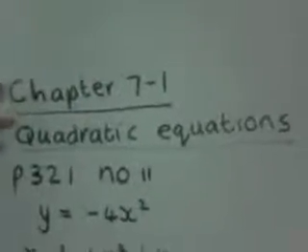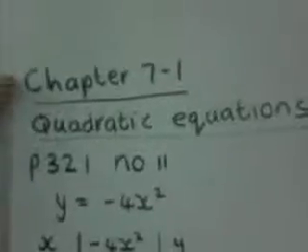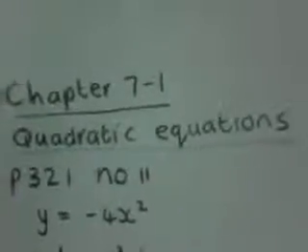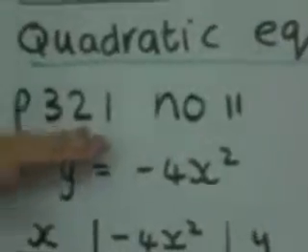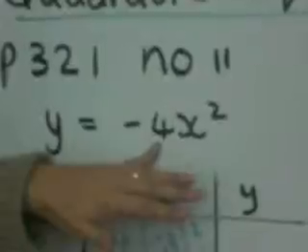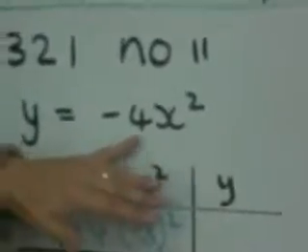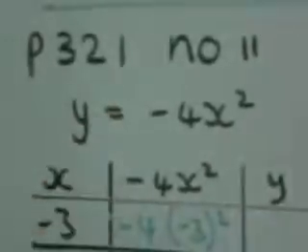Okay, so you are into your chapter for quadratic equations and hopefully you've tried a few of these numbers. I'm going to show you on page 321, number 11, so that you can see what happens to our equation when there's a negative 4, when whatever is in front of the x is negative. So we're going to pick values for x again, minus 3 through to 3.